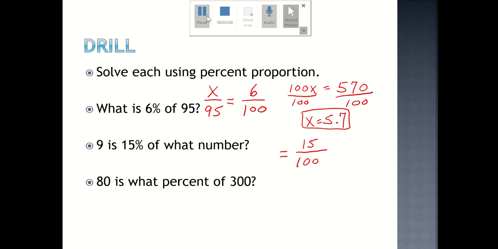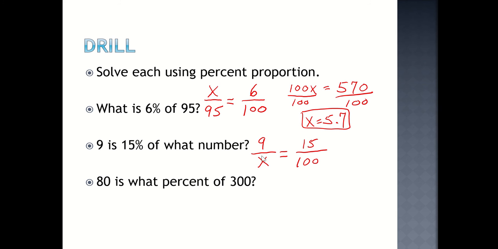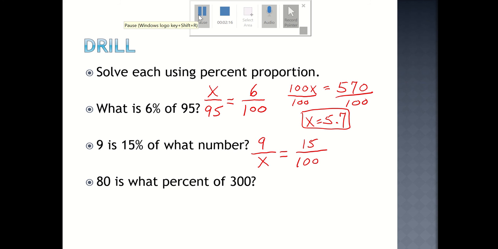Well, 15%, that's 15 over 100. You see that on the right side of my equation here. On the left side, 9 is 15% of what number? That keyword of lets us know what goes in the denominator. Of what number, meaning the denominator is unknown. We cross multiply and solve. 9 times 100 is 900. 15 times x is 15x. We then divide both sides by 15 and we get 60.